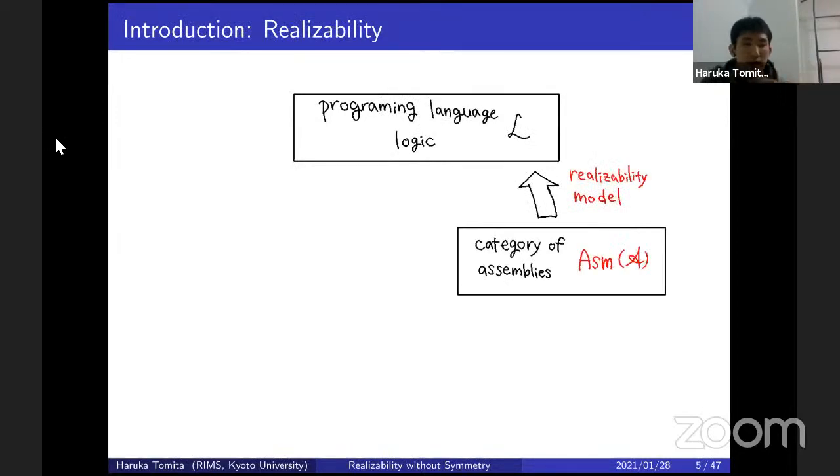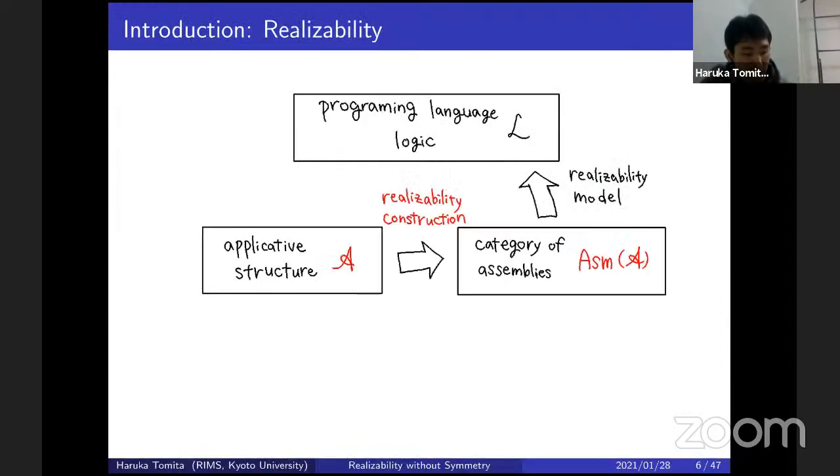The categorical realizability we call here is one method of giving a specific model. A simple structure called an applicative structure induces a category ASM(A) called an assembly on A. Properties of ASM(A) follow from properties of A, and consequently, we can prove the properties of these programming languages from these properties of applicative structures.